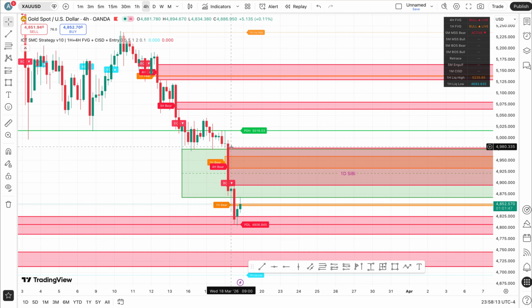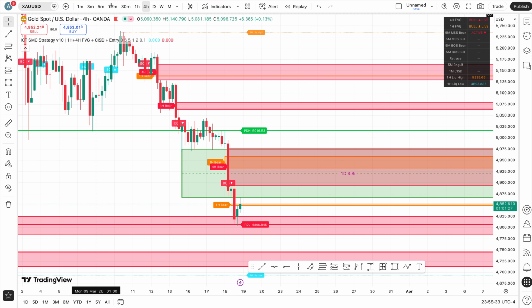These 4-hour imbalances act as medium-term resistance zones. If the price retraces upward today, these are areas where sellers may re-enter or price may react or slow down. So these become key levels to watch for potential rejection if the market pulls back.